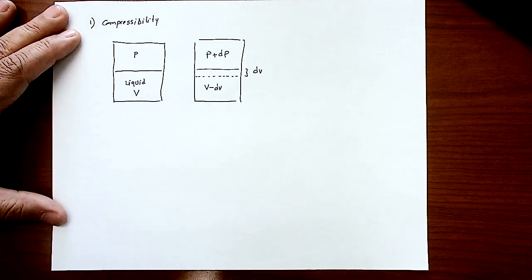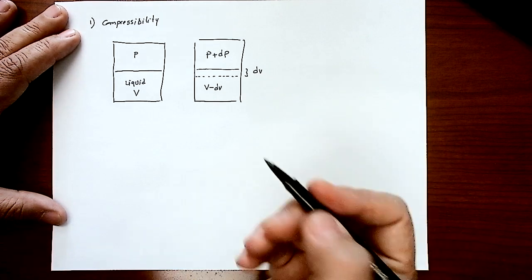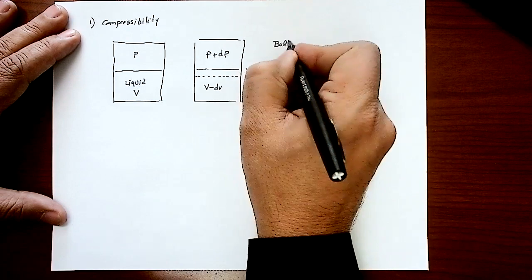This is happening. Maybe we don't see that, we don't feel that for liquids, but we feel it more for gases. But we are trying to generalize the relationship here. So we define something called the bulk modulus.